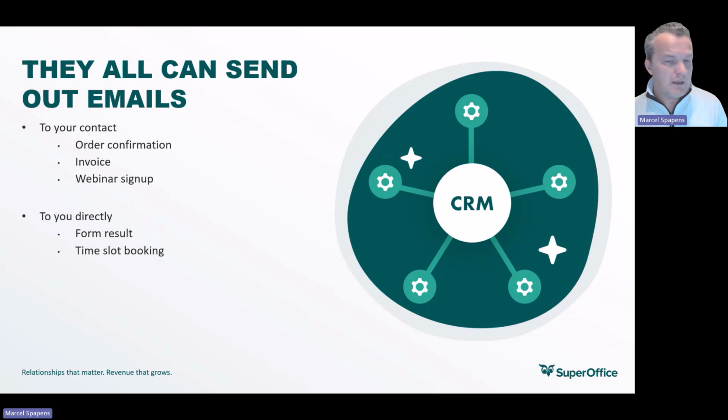And all they can do is send out emails. They can send out emails directly to your contact, like an order confirmation or an invoice. And they are also able to send emails to you directly. For instance, a form result. I was talking about Google Forms, for instance. If someone fills in a Google Forms template, you will get the results in email. And the trick is, of course, to get these emails that are sent out to you or to your contacts, to be able to be read by DataBridge.